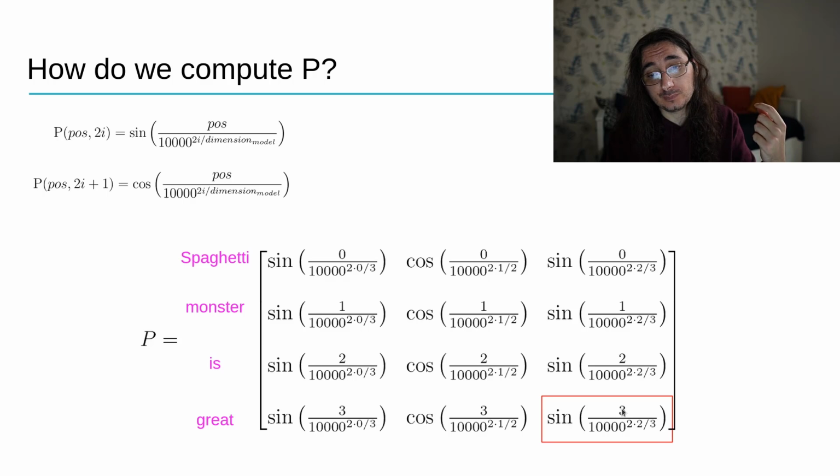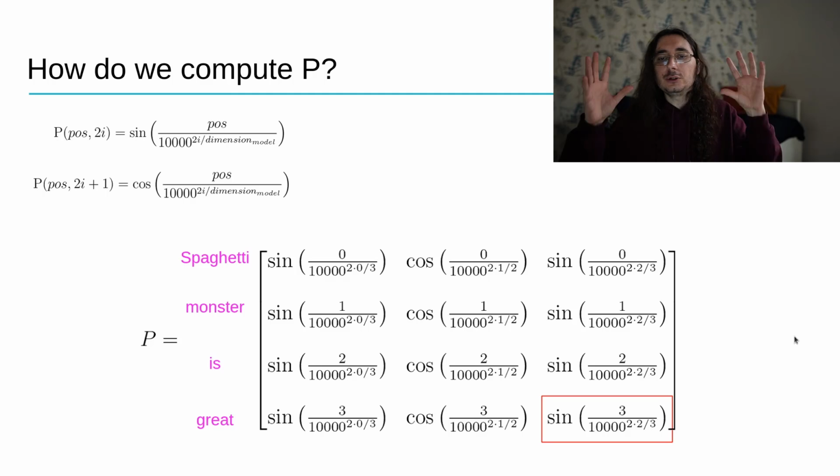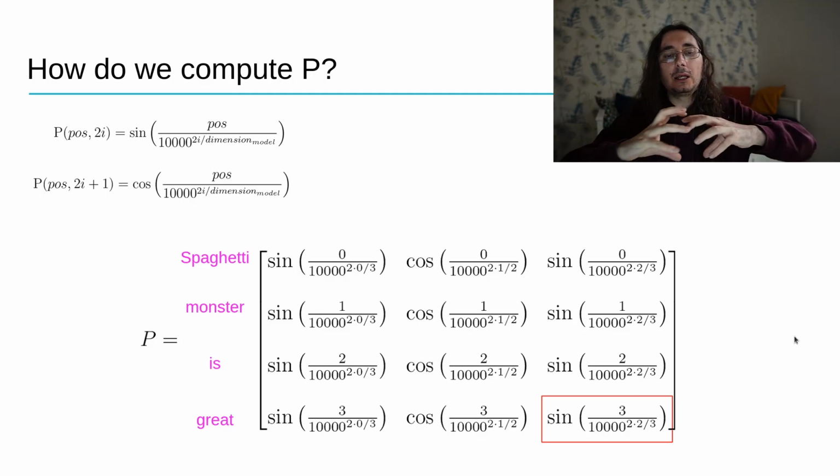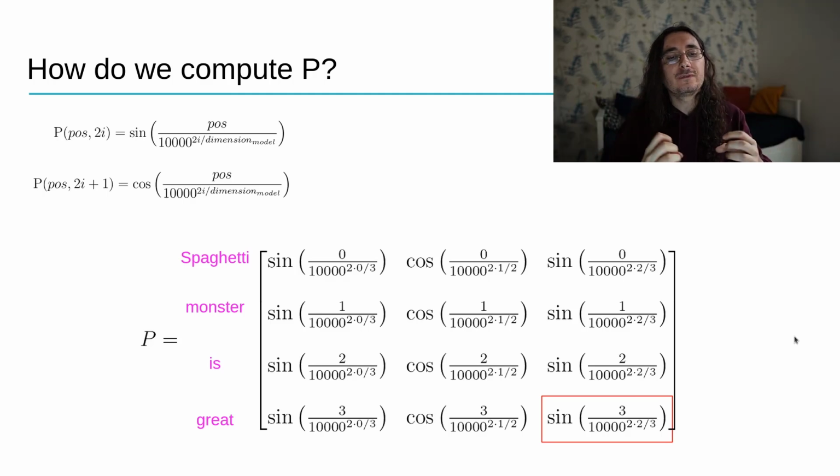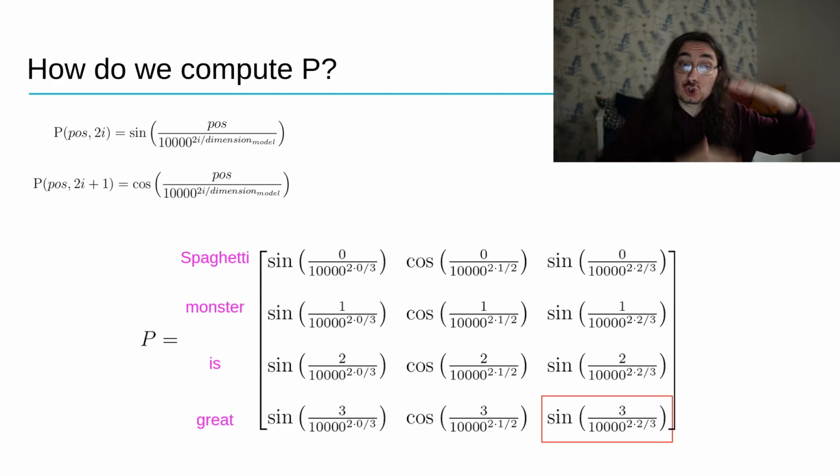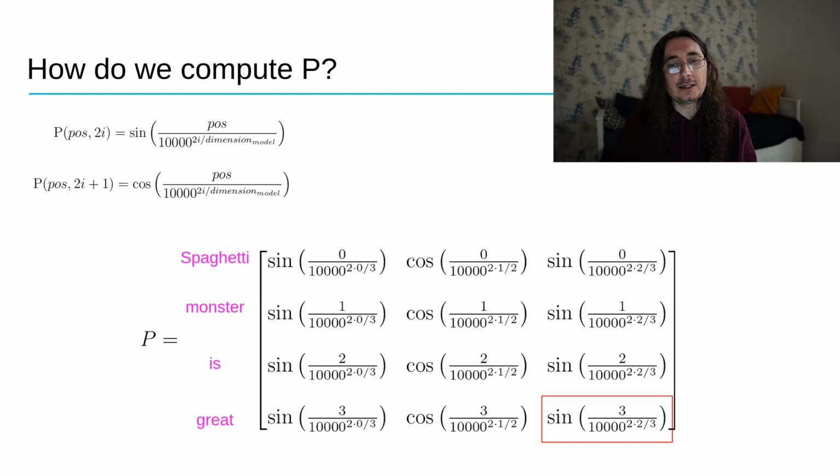So we substitute 3 here instead of pos, and then here for the I we substitute 2, that's the column index. So you get the idea. You are going to compile all of this positional encoding matrix by using these 2 versions of the same basic idea, depending on whether you are on an even or odd column index.